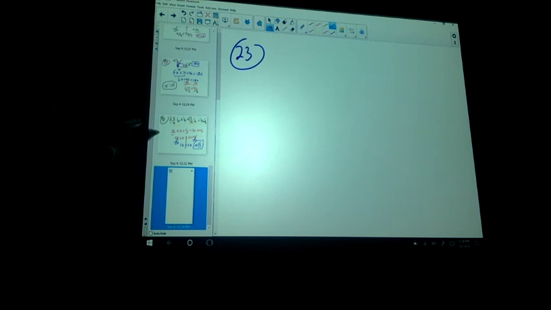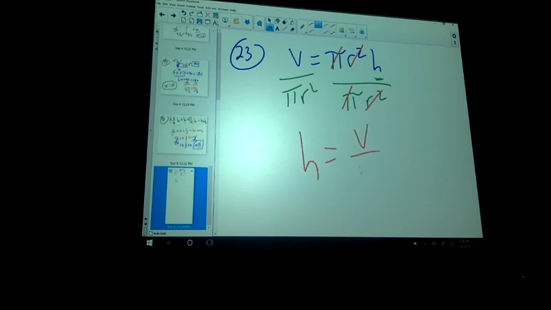23 through 27. Yeah, 23 through 27. Okay. All right. The formula for the cylinder is V equals pi r squared h. Okay, so we want to solve this for h now. So pi r squared and h were all held together by multiplication. So I'm going to divide this by pi r squared and this by pi r squared. That's going to cancel here, here. And that's it. So then I get h all by itself. Done.